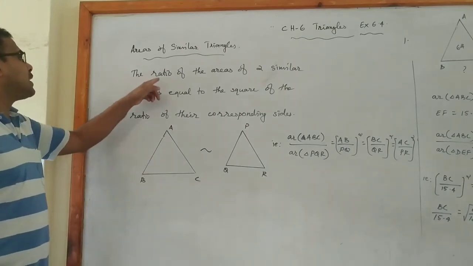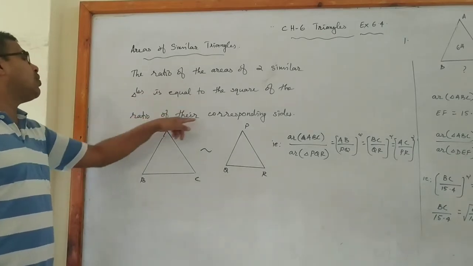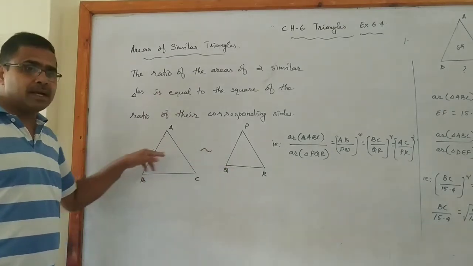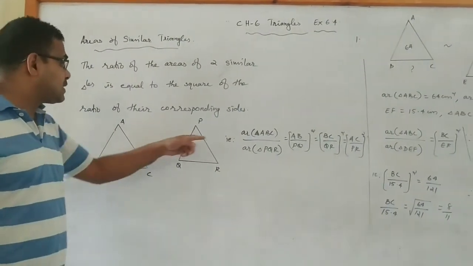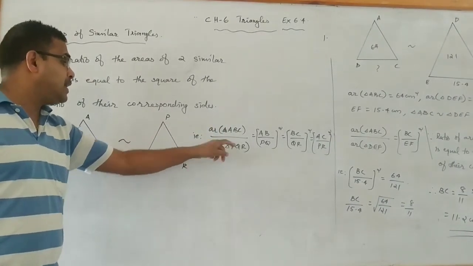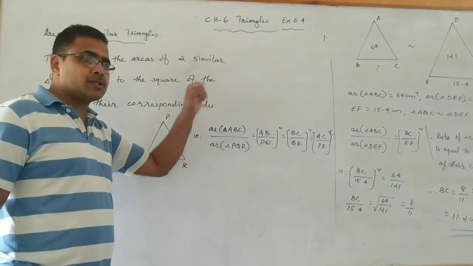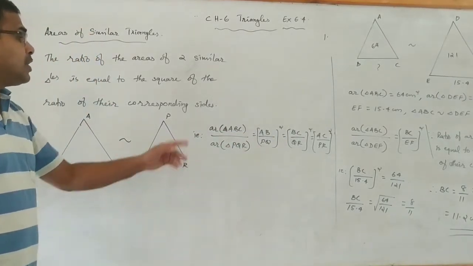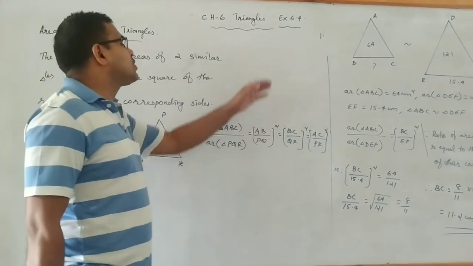What is the theorem? Once more I will explain. The ratio of the areas of two similar triangles is equal to the square of the ratio of their corresponding sides. Suppose we take triangle ABC and triangle PQR, two similar triangles. What does the theorem say? The ratio of their areas, area of triangle ABC divided by area of triangle PQR, is equal to the square of the ratio of the corresponding sides. That is (AB by PQ) whole square equals (BC by QR) whole square equals (AC by PR) whole square. This is the theorem.